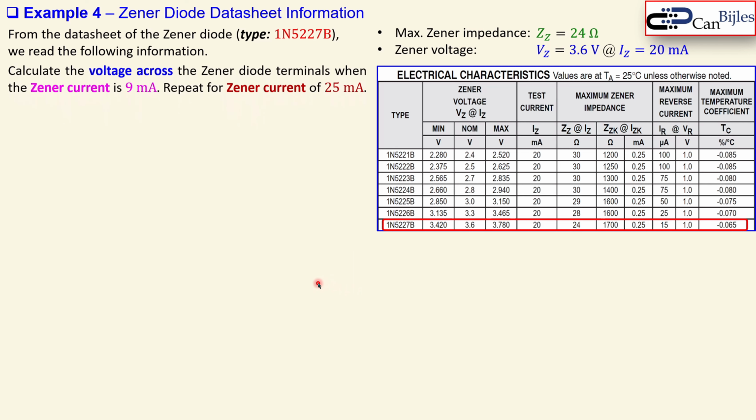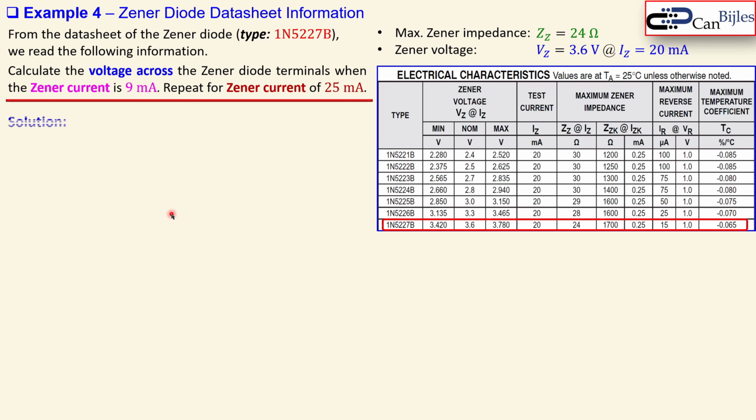Okay, let's now calculate the voltage across the Zener diode terminals, so between the anode and the cathode, when the Zener current is now 9 milliamps instead of 20 milliamps. So it changes because of some circuit parameters or anything else. And then we repeat the question for 25 milliamps. So those are the two changes.